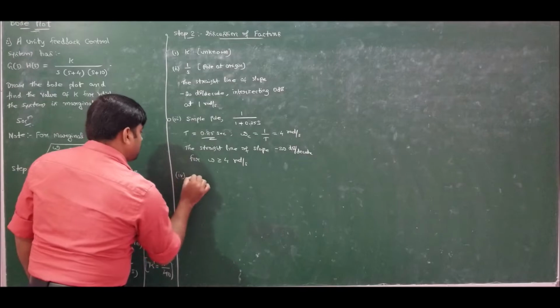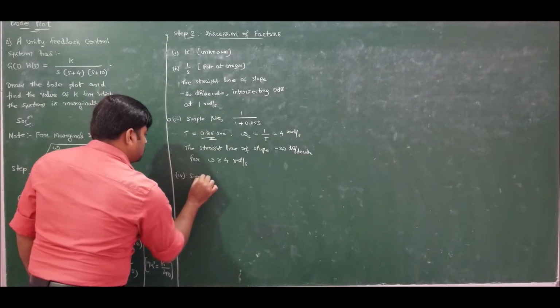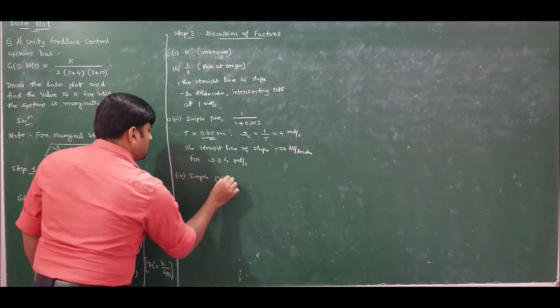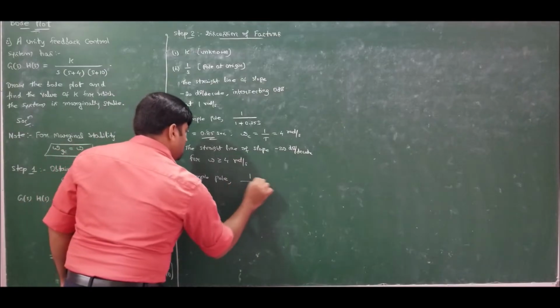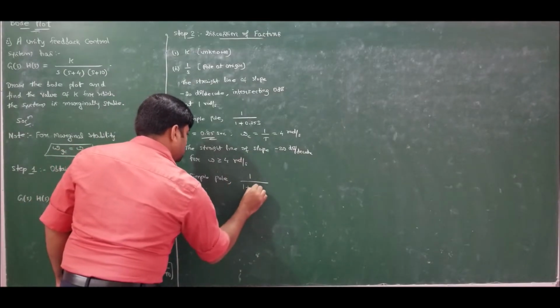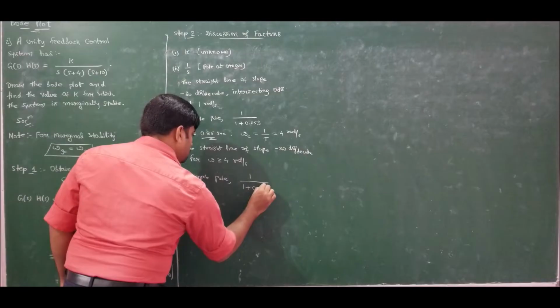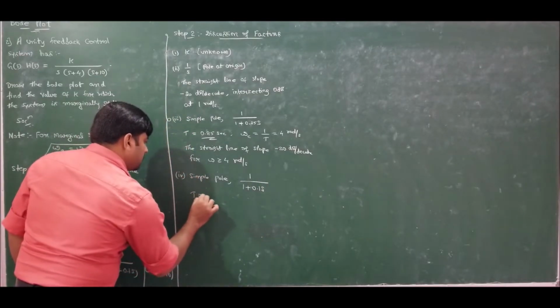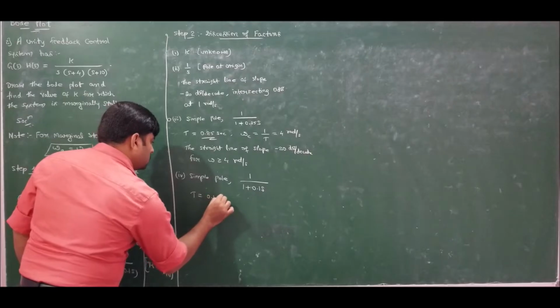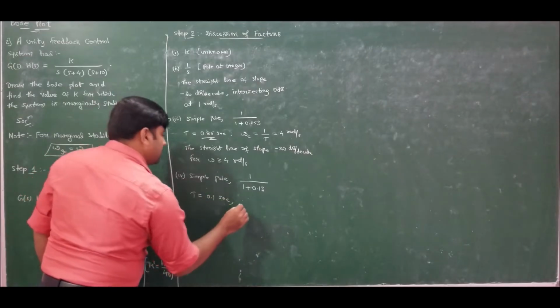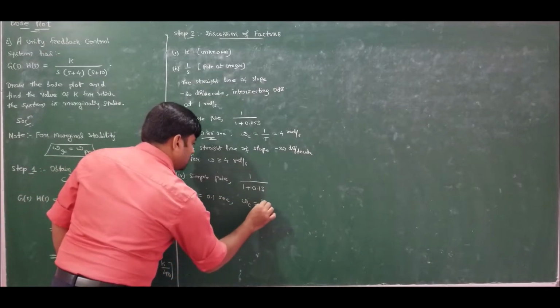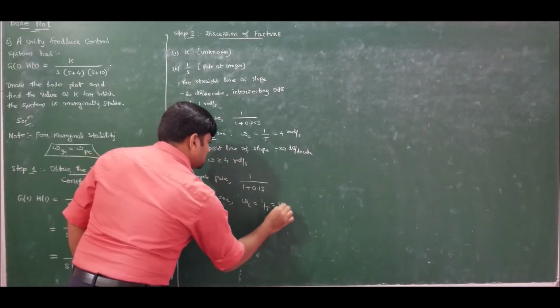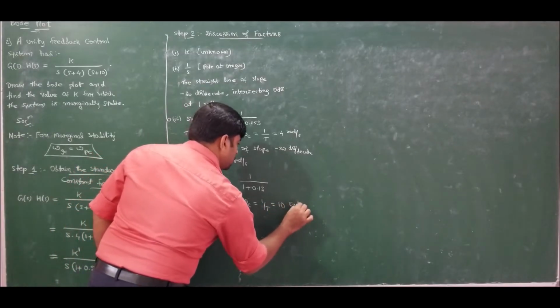Move for fourth one. Again we have one more simple pole. What is that simple pole? 1 divided by 1 plus 0.1 s. So how much is time period? It is 0.1 seconds. And how much is corner frequency? 1 by t. It is 10 radians per second.